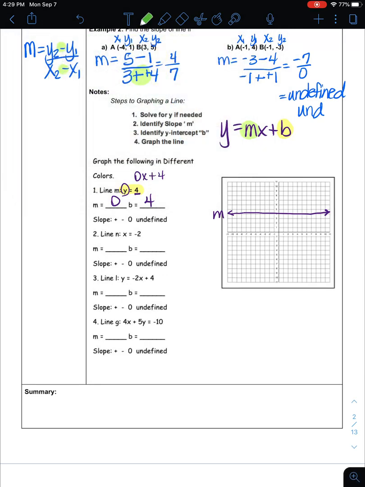Okay, it has a 0 slope. It's the top of a 0, right? My slope would be 0 over whatever it is.